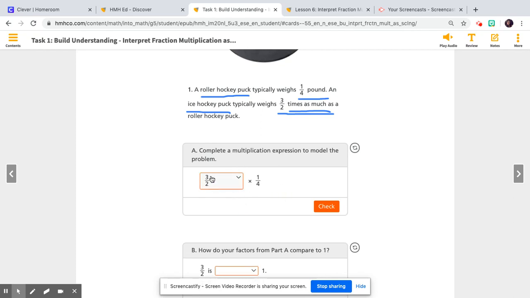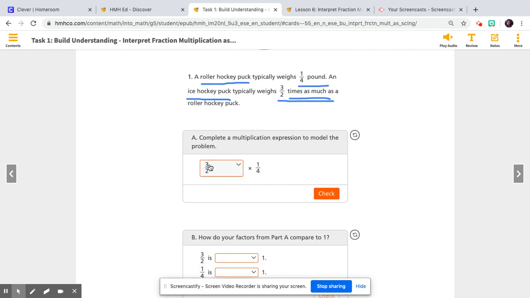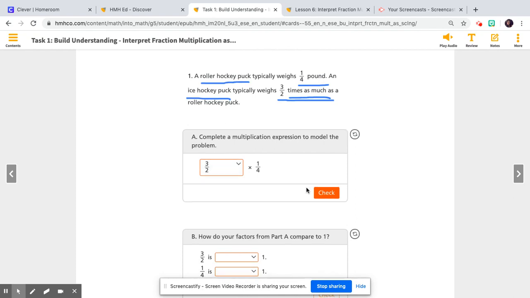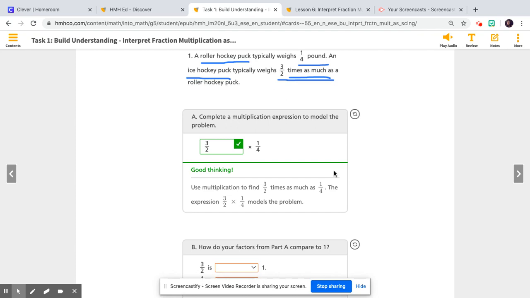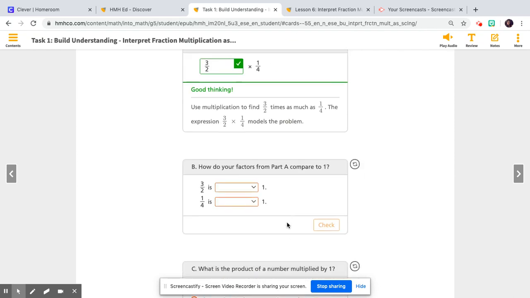Notice that our numerator is greater than our denominator. So this isn't 2/3. We're multiplying by a number that is an improper fraction. Let's check our work, and that's correct. We're using multiplication to find 3/2 times as much as 1/4, just like our problem said. So the expression for that is 3/2 times 1/4.